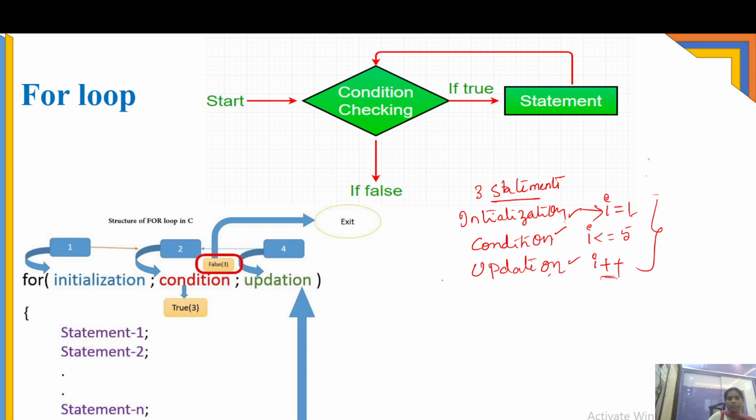So the syntax of for is: for, initialization, condition, updation. No semicolon after it. For all the conditional control statements, semicolon will not be there. Every line of C program will end with a semicolon, but the conditional control statements will not be ended with semicolon. Okay, next, statements.